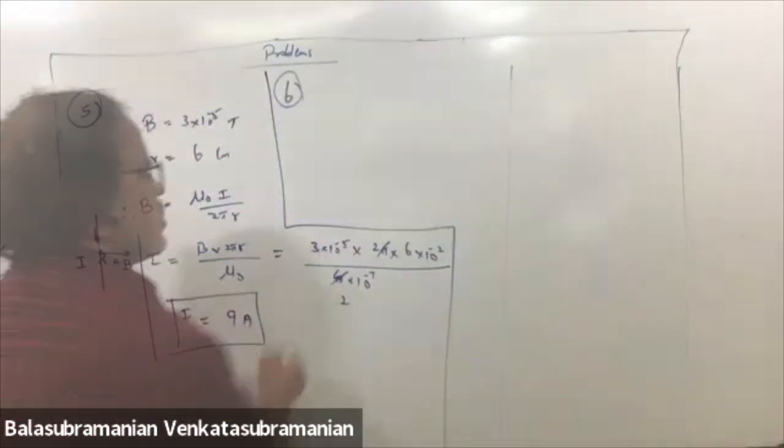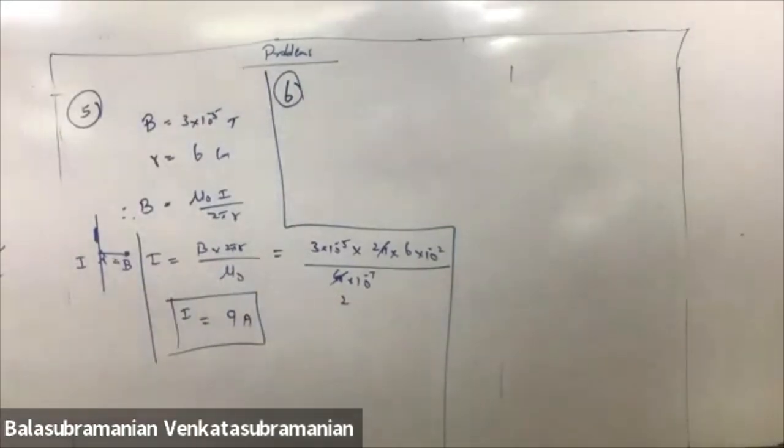Okay. Sixth problem. Two long parallel wires are placed at a distance of 16 centimeter from each other in air. Each wire has a current of 4 ampere. Calculate the magnetic field at midpoint between them when the currents in them are in the same direction, in opposite direction.